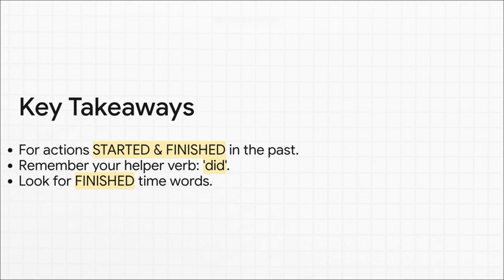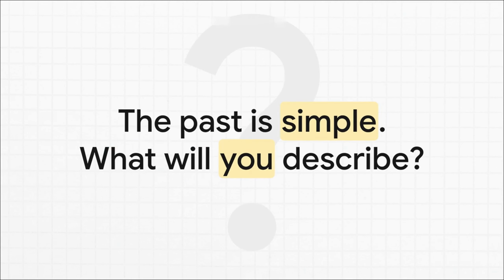Second, for your negatives and questions, let that little helper verb "did" do all the work for you. And third, always be on the lookout for those finished time signal words. They're your best clue. And there you have it. The past really is that simple to talk about. So the only real question left is, what story from your past are you going to describe first?